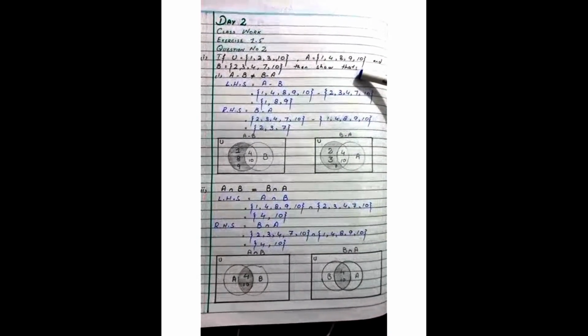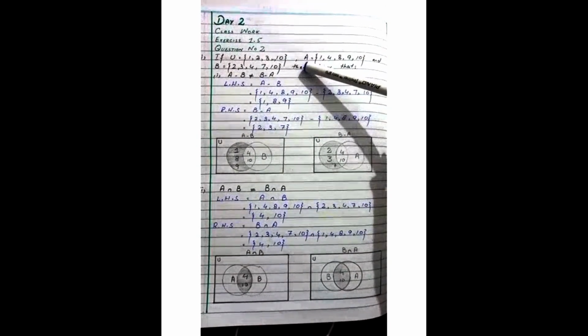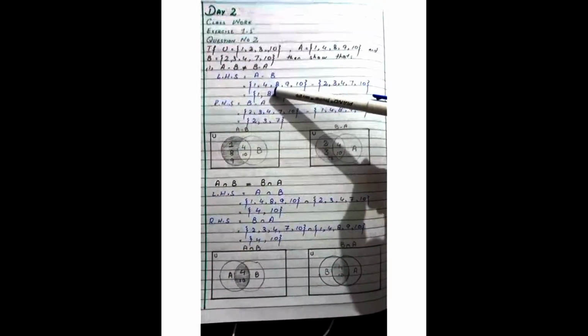Today we are going to solve question number 2 of exercise number 1.5. The question is, if we have a universal set starting from 1 2 3 and ending on 10, and a set A with elements 1 4 8 9 10, and a set B with elements 2 3 4 7 and 10, then show that A minus B is not equal to B minus A with the help of a Venn diagram.